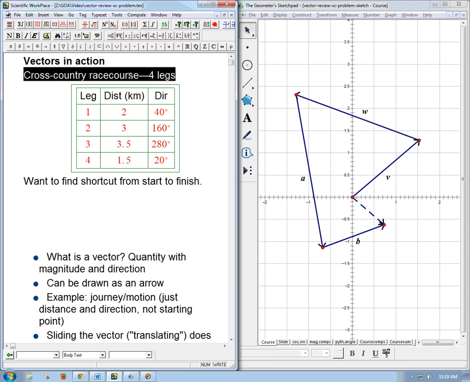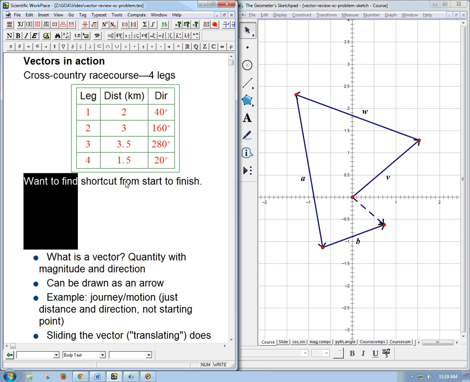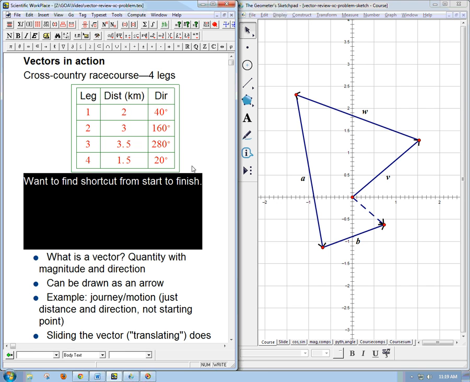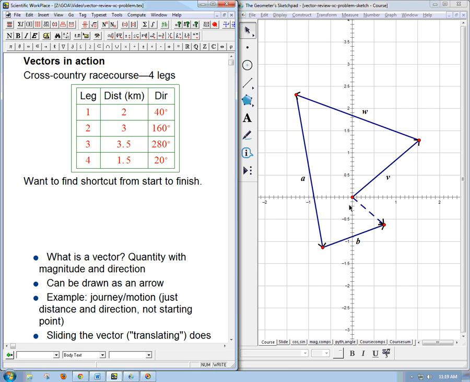It's a cross-country race course, and it's got 4 legs. And here's a picture of the legs, 1, 2, 3, 4, and we'll see why we name them with letters in a minute. And the problem is I want to find a shortcut from the start to the finish of the race. So usually cross-country races, people are smart enough to set them up so that the finish is at the start or right next to it.